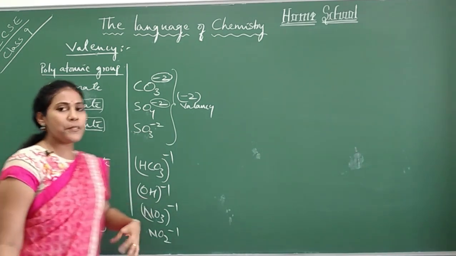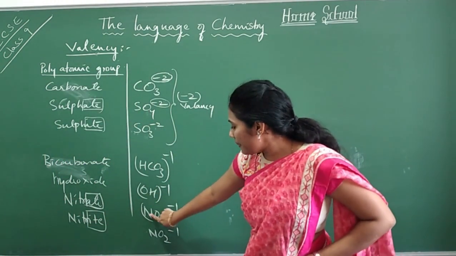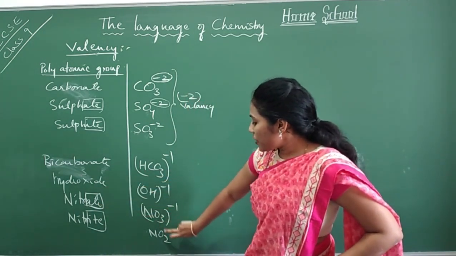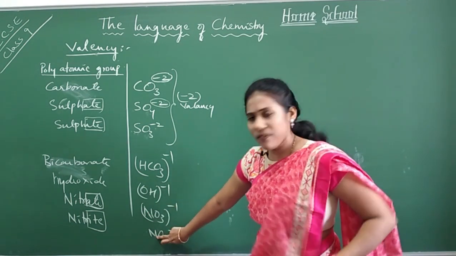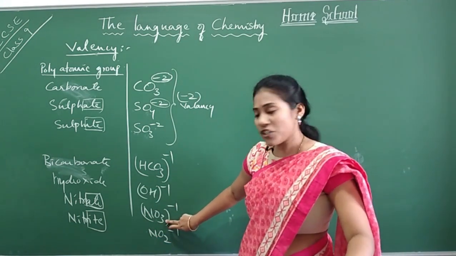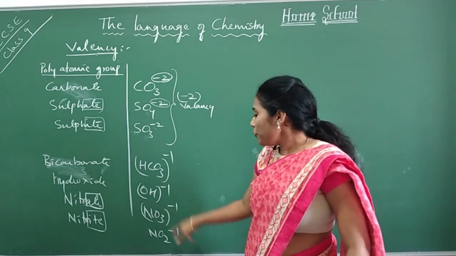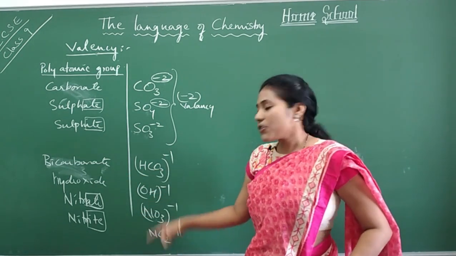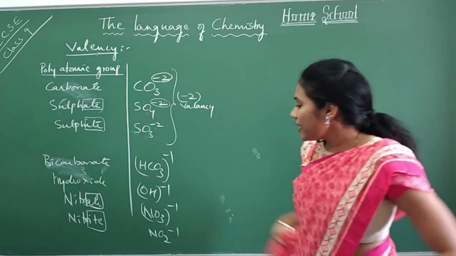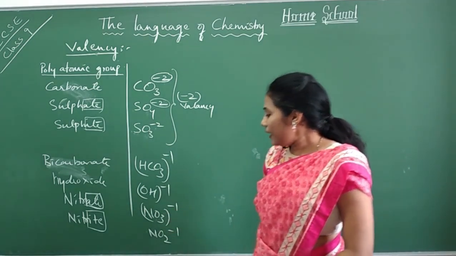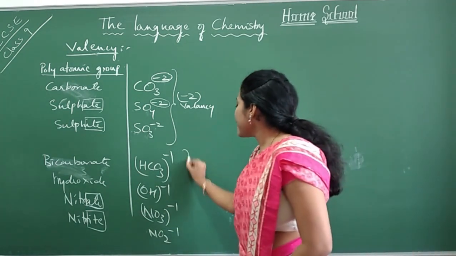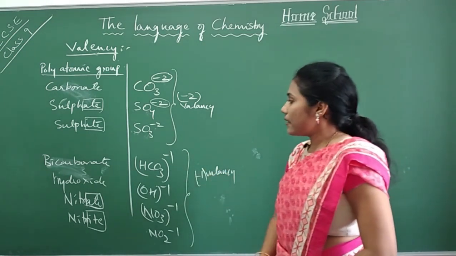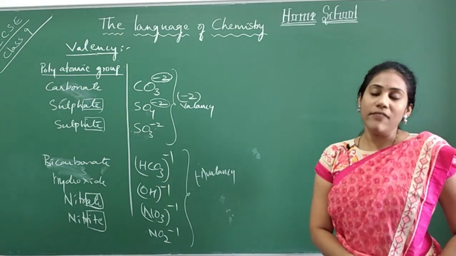Any groups which are made up of similar atoms, while giving the name you have to be very careful. You have to check the number. This is one atom of nitrogen, one atom of nitrogen. The differentiation is in the oxygen atoms. So you consider the one having maximum oxygen atoms as ATE, and the one with minimum oxygen atoms as ITE. These two groups are called the nitrate group and the nitrite group. All these have minus 1 valency. Polyatomic groups having minus 1 valency.